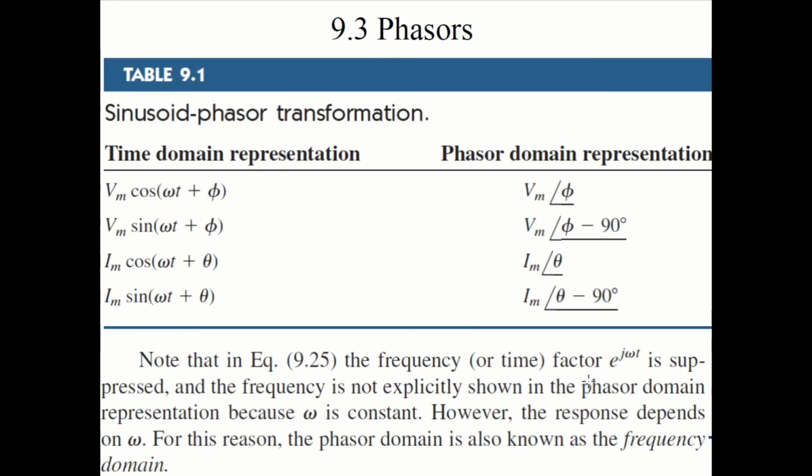So for sinusoid phasor transformation, you can refer to this representation. For example, Vm cos(wt + phi), you can represent it as Vm angle phi, while for Vm sin(wt + phi), so the difference is cosine and sine, the phasor domain is Vm angle phi minus 90 degree. It is similar for the current equation.